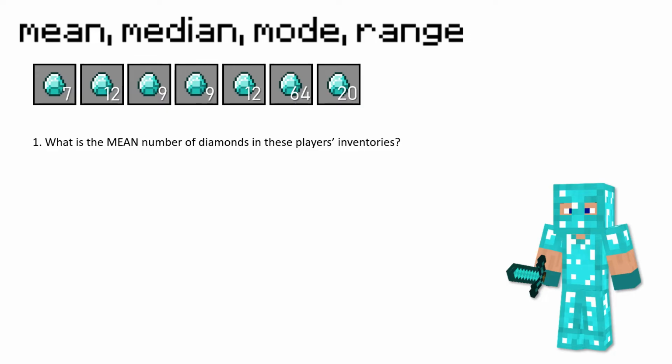So remember, the first step to finding the mean is to add all of the numbers together. If you do that and you add the 7 plus 12, 9, 9 plus 12 plus 64, you add all those together, you're going to see that that total is 133.